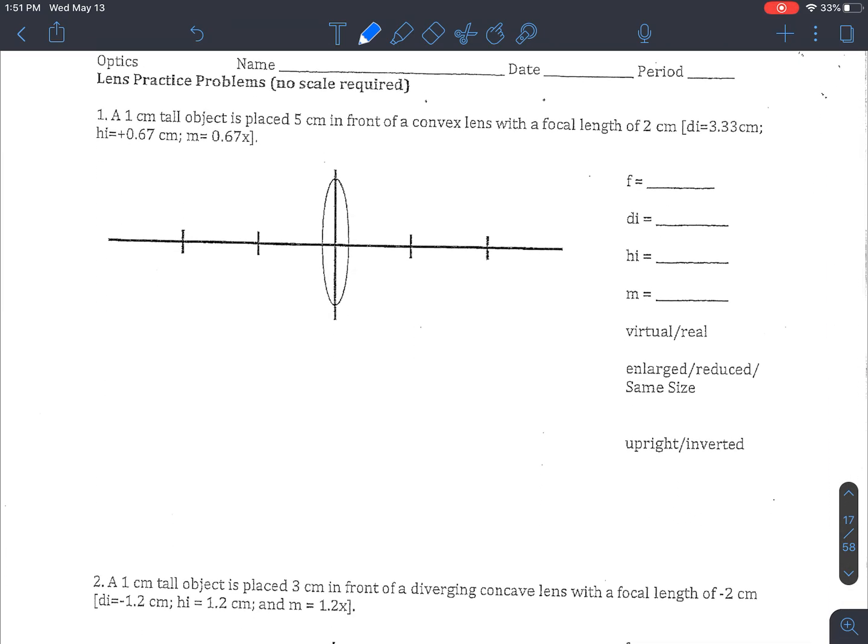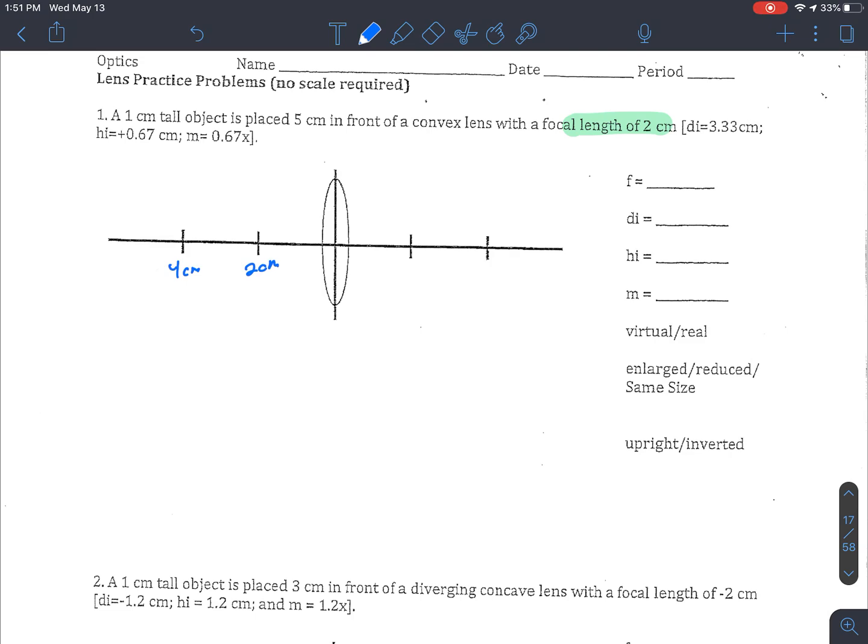This is page 14, lens practice problem number 1. Again, very similar to what we just saw. Keep in mind the scaling. If our focal length is 2 centimeters, this is going to be 2 centimeters here, this is going to be 4 centimeters, and the same on the other side. I tend to stay on the left-hand side when I draw things.